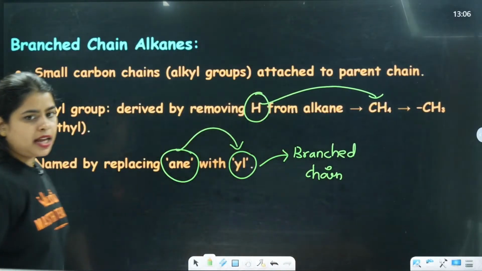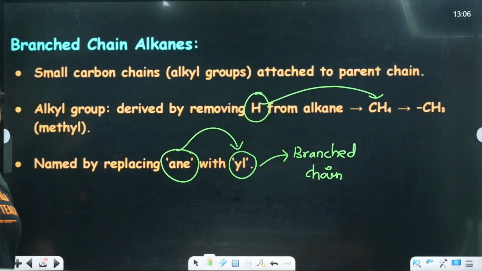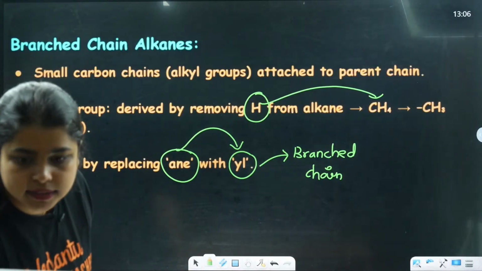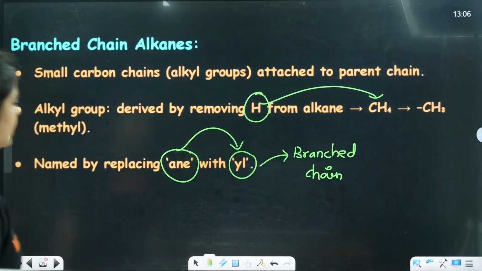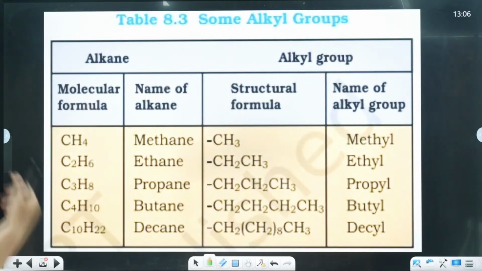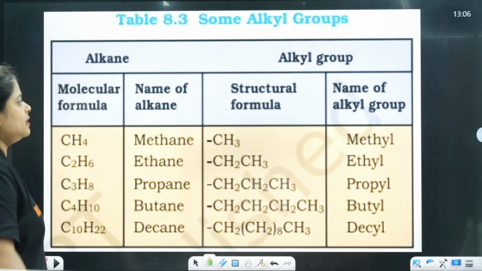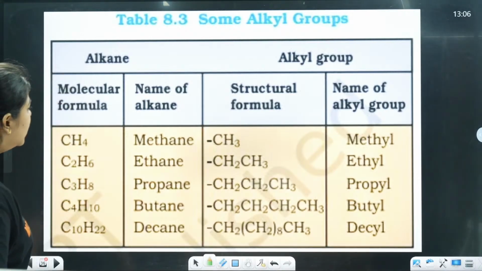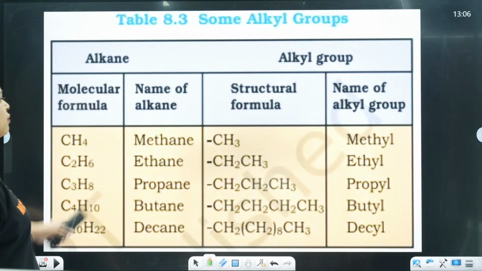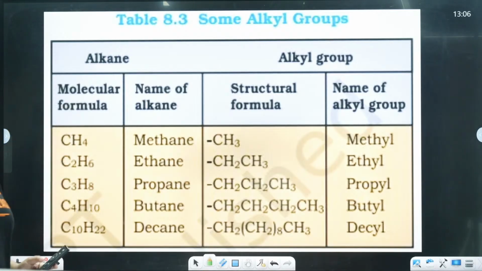Clear everyone? In a branched chain, this is the way the naming is going to be done. Okay, we have some alkyl groups also. Some alkyl groups, like methane: that is the structural formula CH3, and the name of the alkyl group is going to be methyl. Means we are removing one hydrogen from methane.